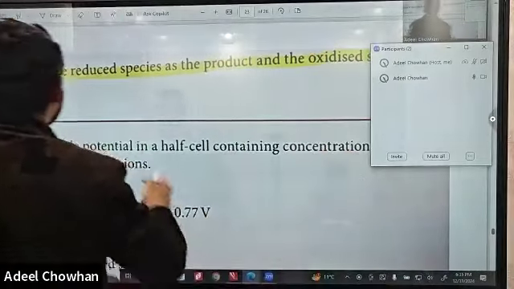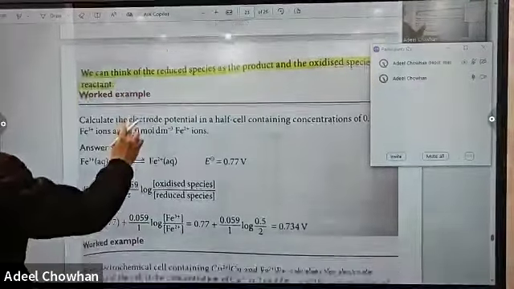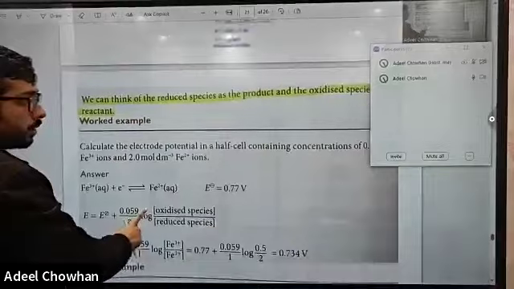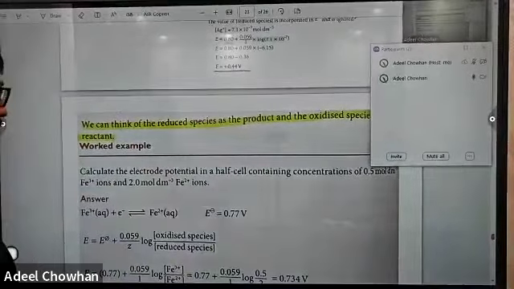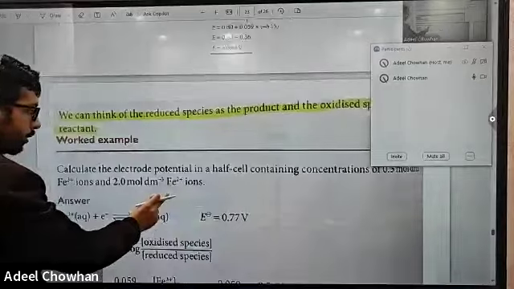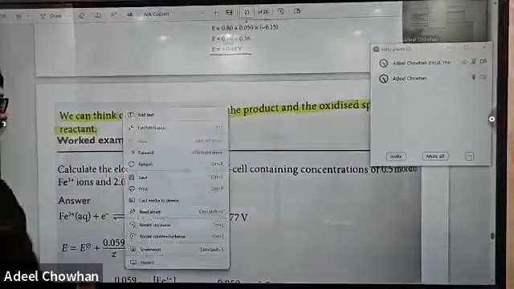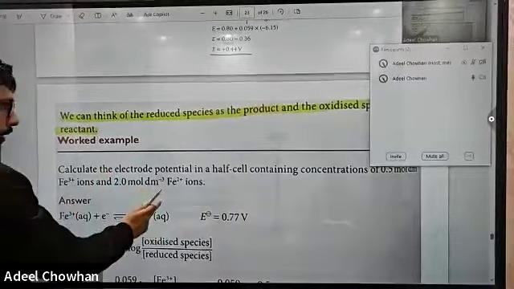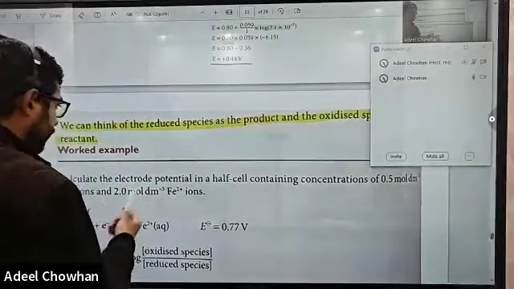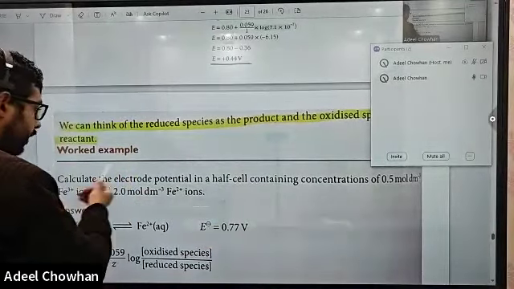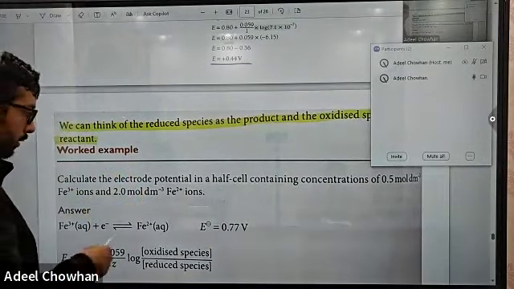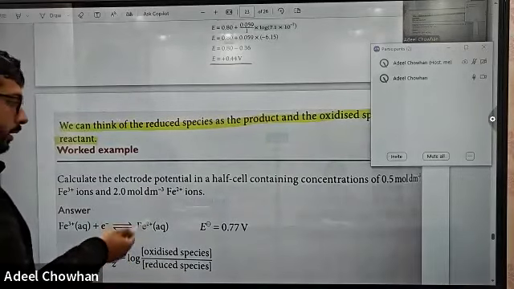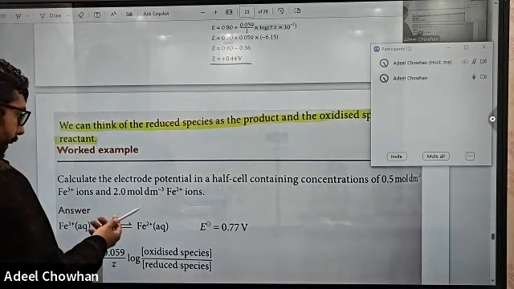Okay, now this question: calculate the electrode potential in a half cell containing the concentration of 0.5 mole per dm cube iron 3 ions and 2 mole per dm cube iron 2 ions. So what do we have to do here? We have to consider the reaction in which both of these ions are present, the iron 3 ions and iron 2 ions. So this is the reaction of that. This reaction is taken from the electrochemical series.